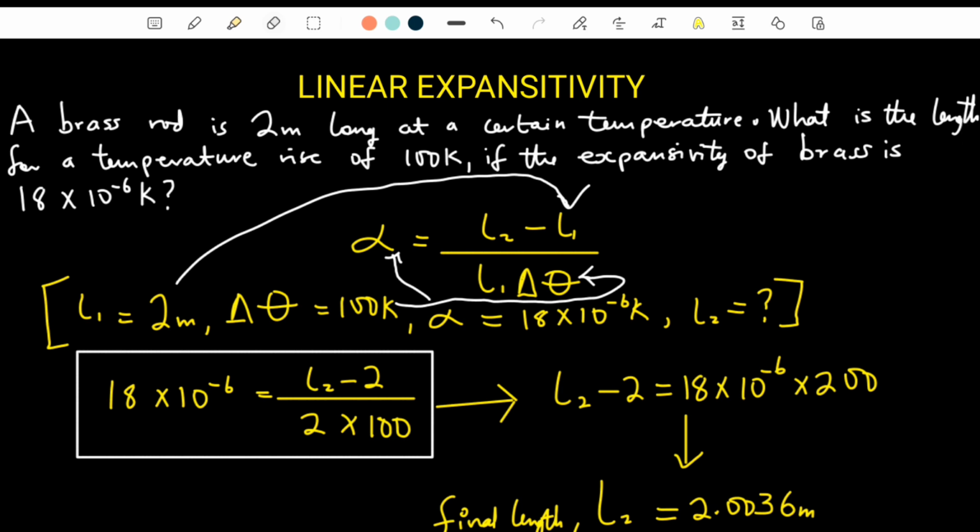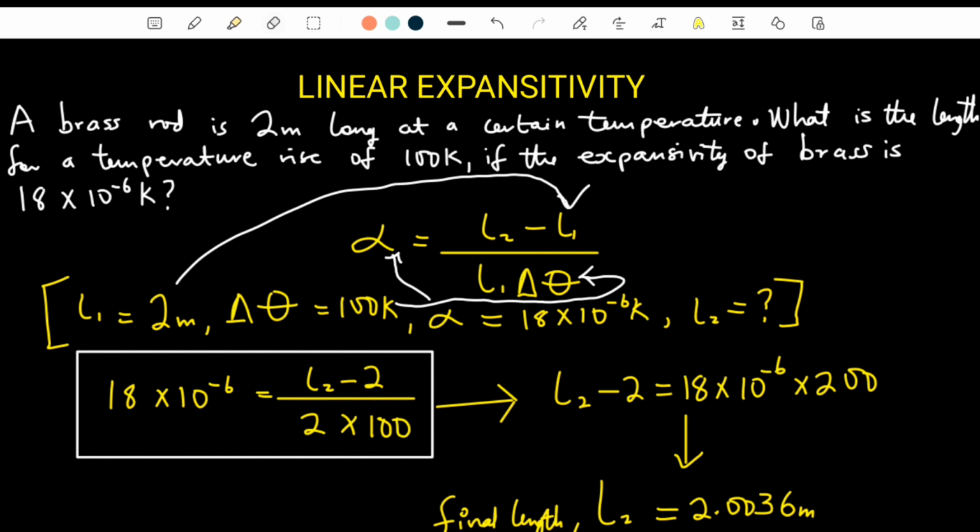Alright, let's deal with this particular example. A brass rod is 2 meters long at a certain temperature. What is the length for a temperature rise of 100 Kelvin if the expansivity of brass is 18 times 10 raised to the power of minus 6 per Kelvin?